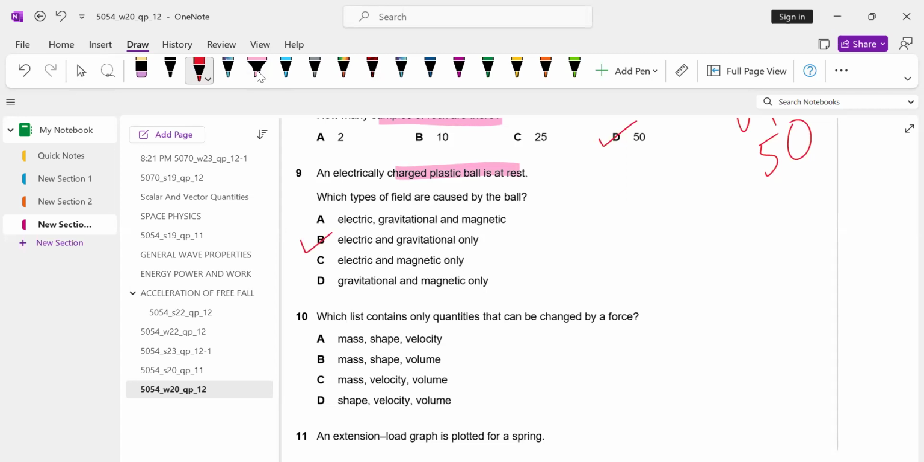In question number 10, which list contains only quantities that can be changed by a force? Quantities that can be changed by a force. So shape can be changed by a force, velocity can be changed by a force, and volume can be changed by a force. So option D is correct for question number 10. I hope you understood it.